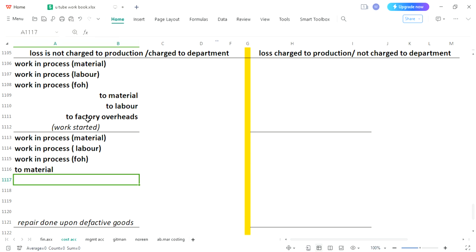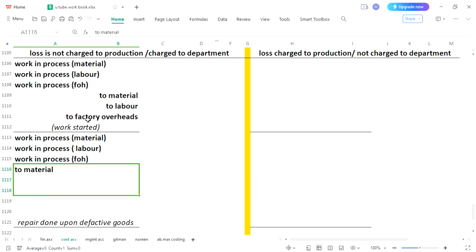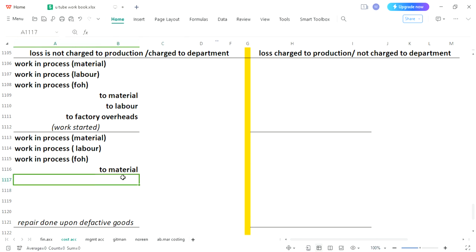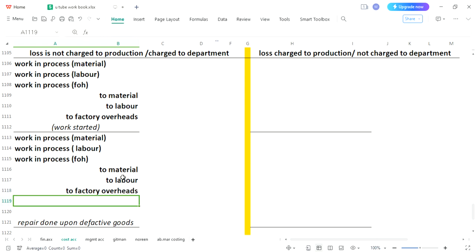So in this way, what you are doing is putting some new effort, new raw material, new labor and new FH, so that the product can be repaired easily. To labor and to factory overheads. Hopefully you have understood.